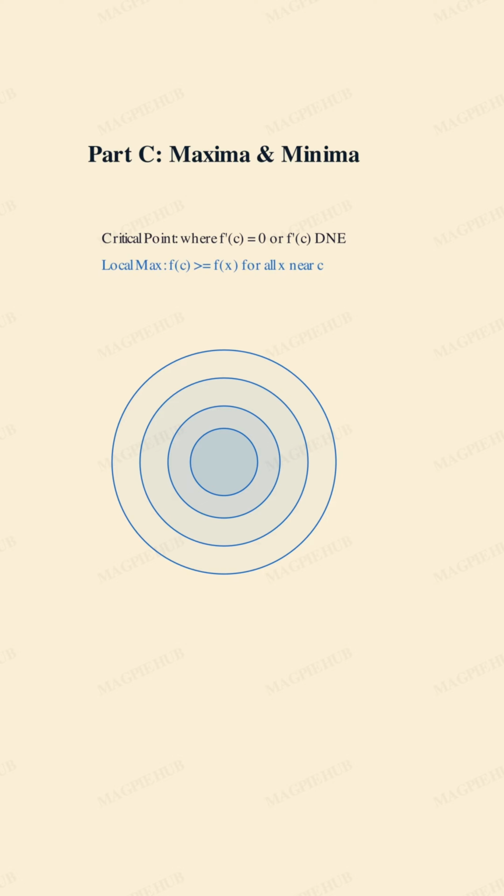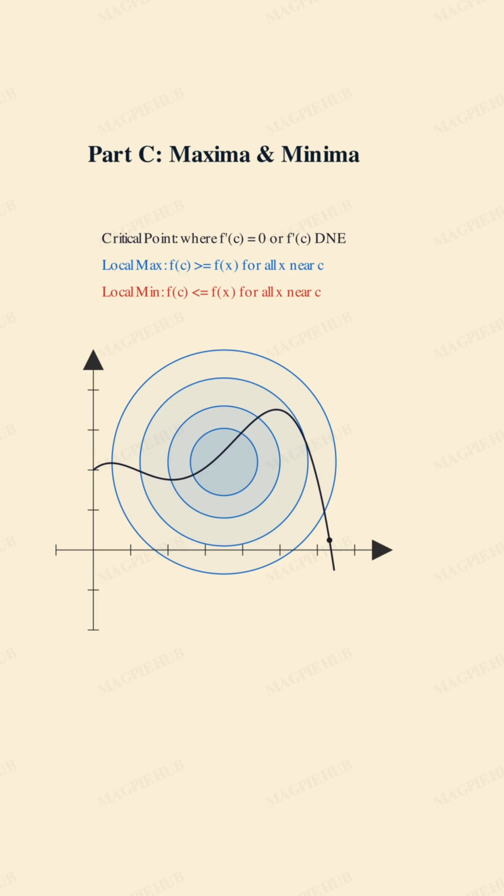Part C, Maxima and Minima. A critical point is where f prime equals 0 or doesn't exist. A local maximum is where the function value is greater than or equal to all nearby values, the hilltop. A local minimum is where it's less than or equal, the valley bottom. On the graph, watch the dot trace the curve. At each local max and local min, the tangent is perfectly horizontal, meaning f prime of x equals 0.